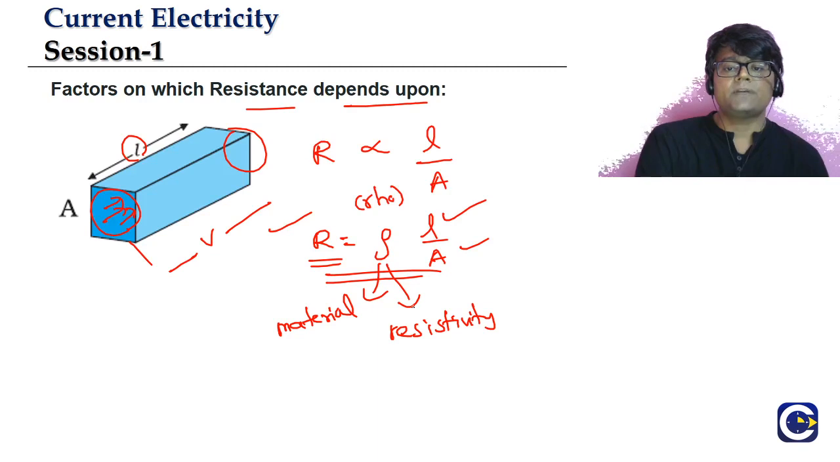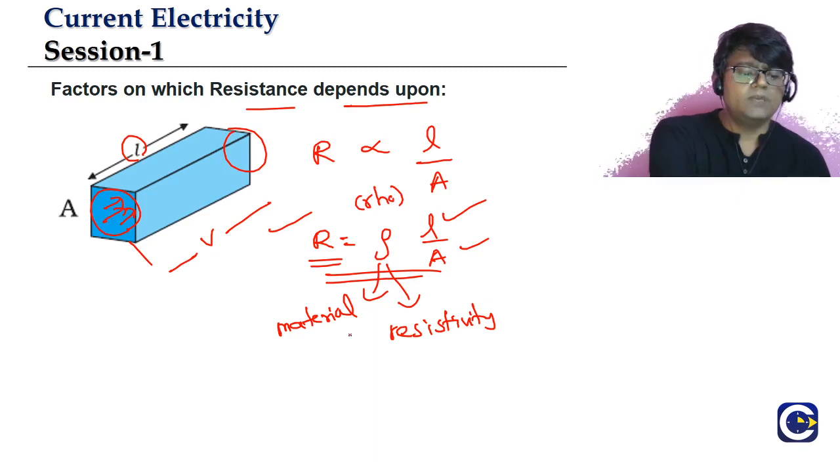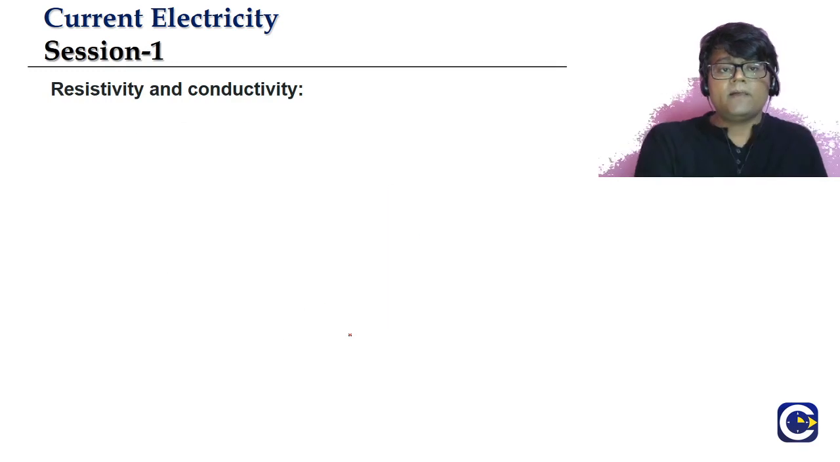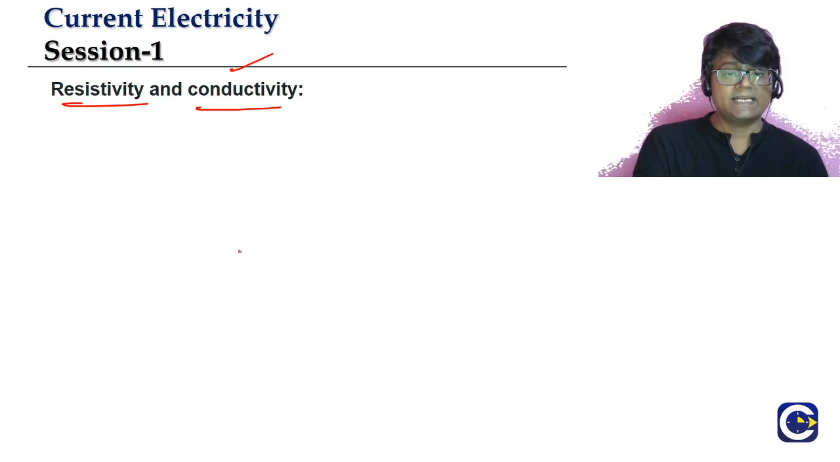So the resistivity, what is this resistivity? It is going to be a property of the material. We'll learn more about this resistivity as we go along, but these are the factors on which resistance will depend. Now let's look at what is this resistivity, and one more term we'll get to know in this chapter, which is called conductivity.